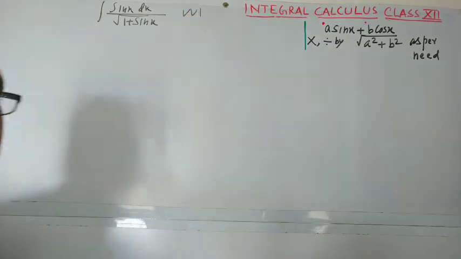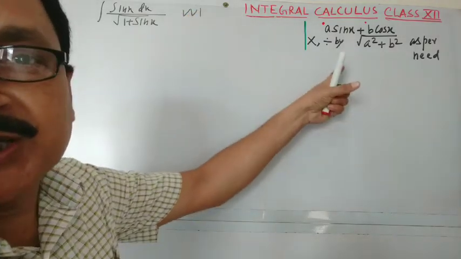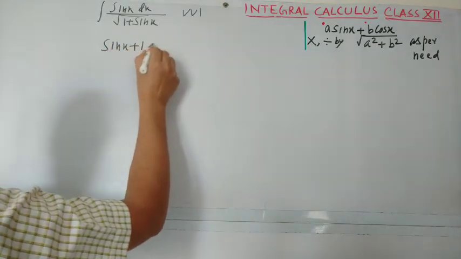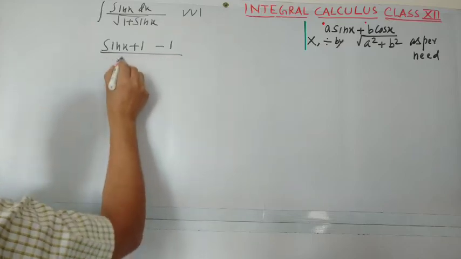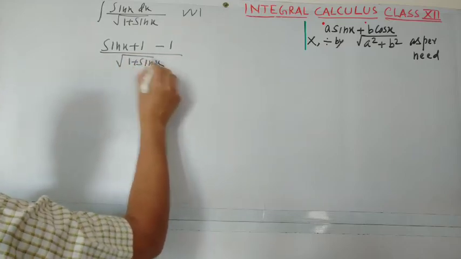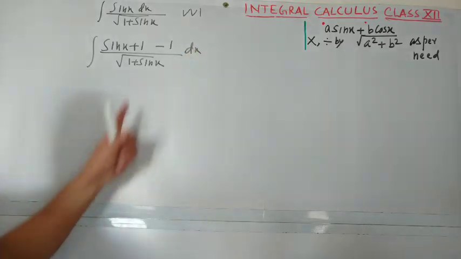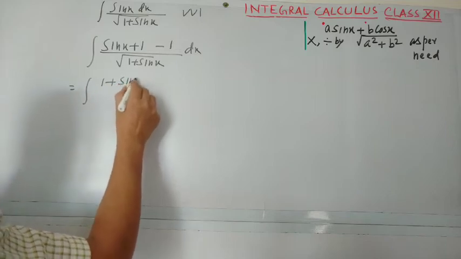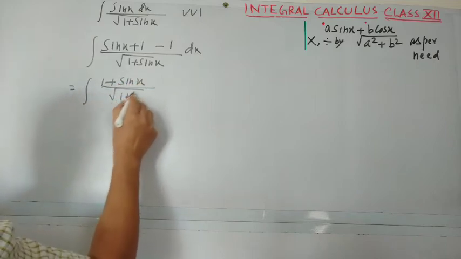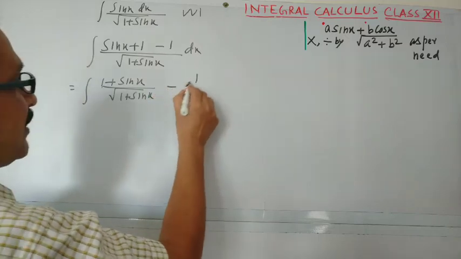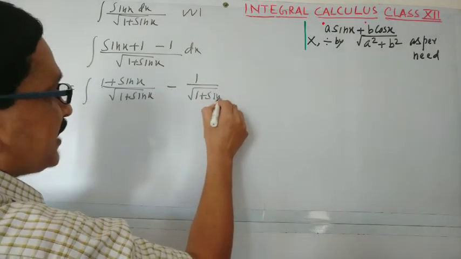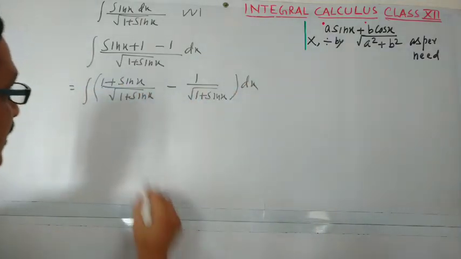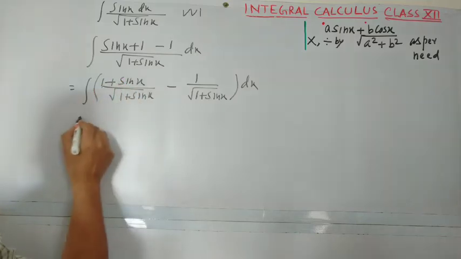Very important problem, and there is a relation of this problem with this pattern. See how. You can write sin x plus 1 minus 1 by root 1 plus sin x. Add one and subtract one. Now this is 1 plus sin x by root 1 plus sin x minus 1 by root 1 plus sin x. Break it in two parts, and you know that both are the same, so this is cancelled.